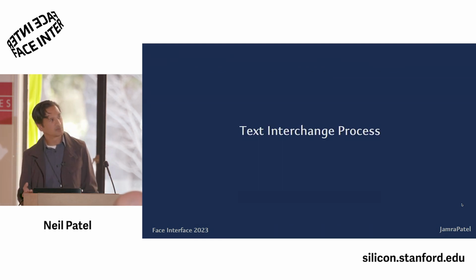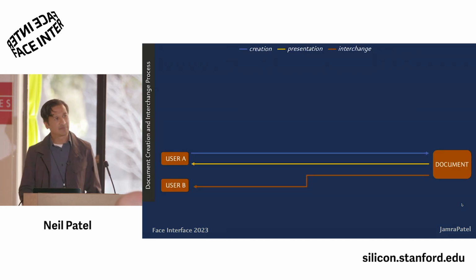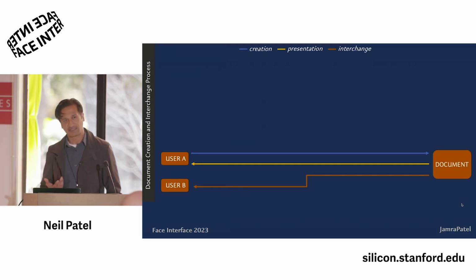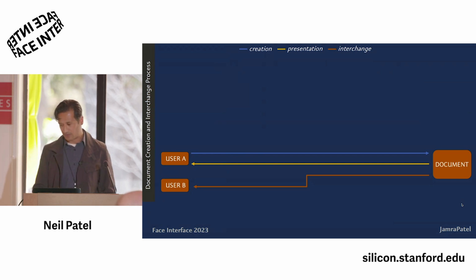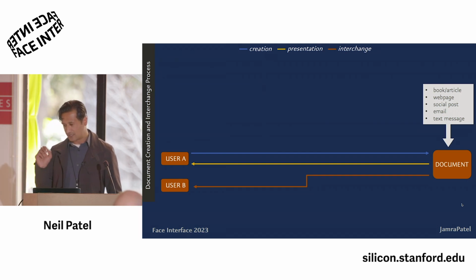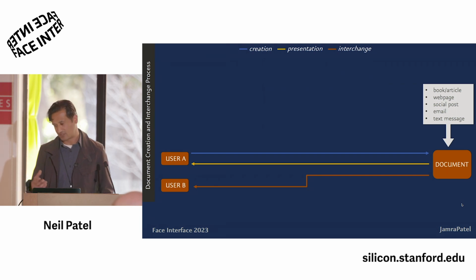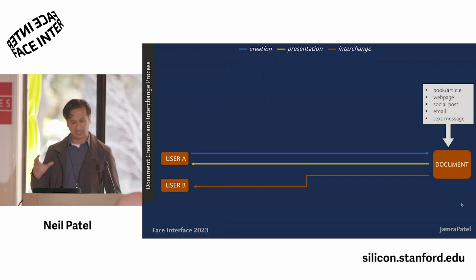So we've got to map out the process. At a most basic level, this is what we're doing, right? We have user A creating a document. In the process of creating the document, they're being presented back that text in some fashion. And then when they're done with it, they shoot it off to be interchanged to user B. In the context of this discussion, I'm calling anything a document that's a body of text you're sharing with somebody. It could be a book, an article, web page, social media post, email. All those I'm calling documents.